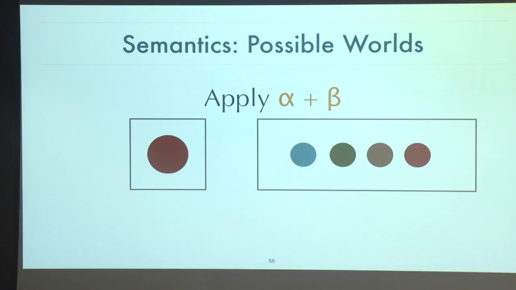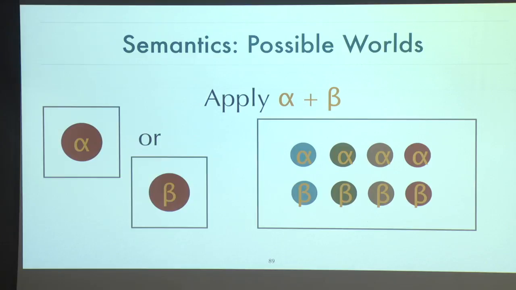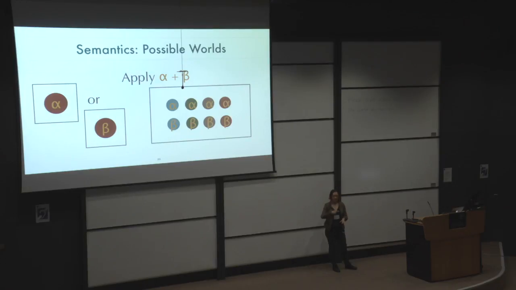So for example, to apply an action alpha plus beta as a non-deterministic choice, what happens in the actual world is that we either evolve to alpha or to beta, but the set of worlds that the agent considers possible, if this is what they're perceiving as happening, is that we simply double the number of possible worlds. We apply alpha to all the worlds we consider possible, and we apply beta to all the worlds we considered possible, and now all of those are considered possible.